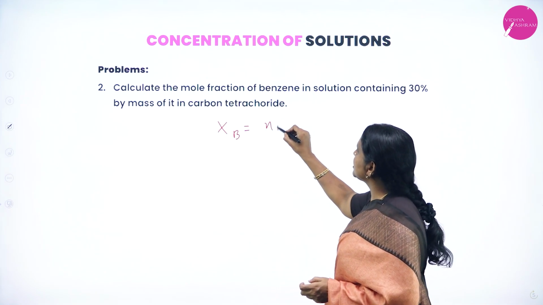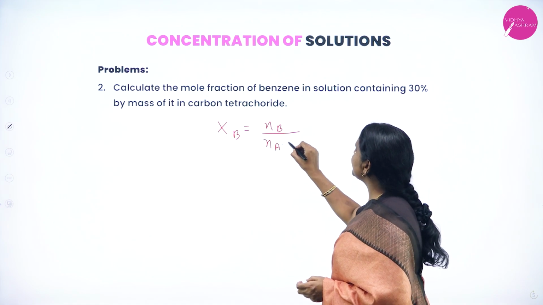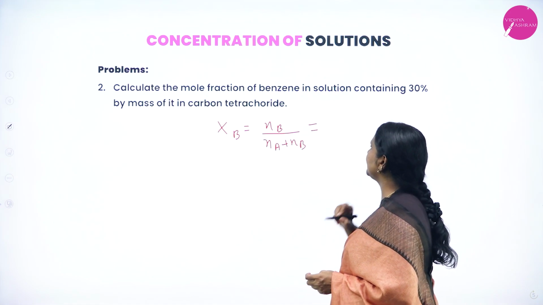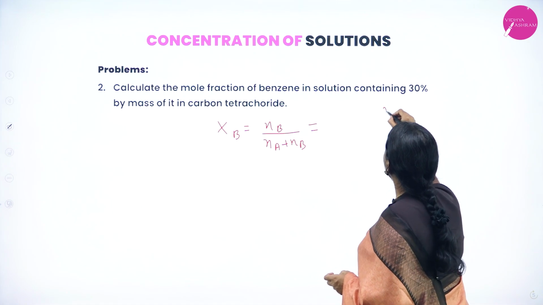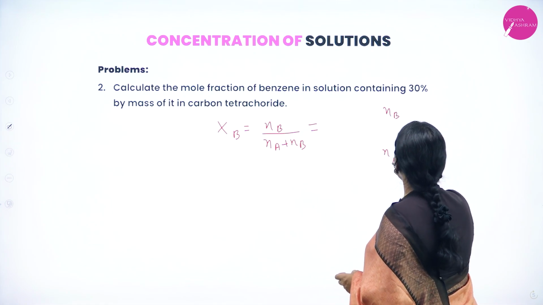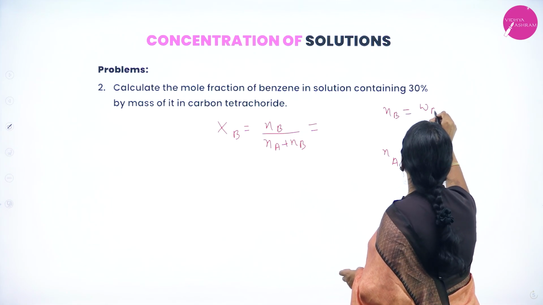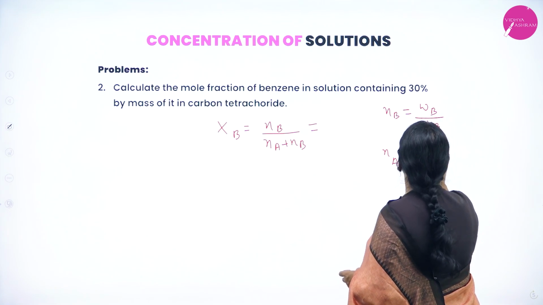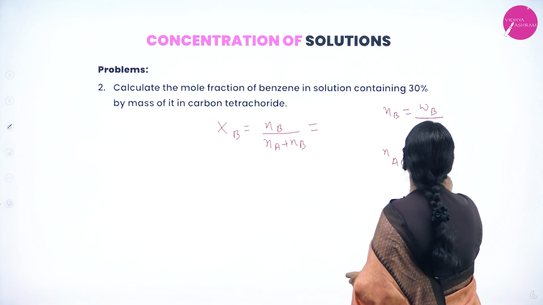XB is equal to NB divided by NA plus NB. You have to calculate NB as well as NA. What is NB? NB is WB divided by MB. NA is WA divided by MA.